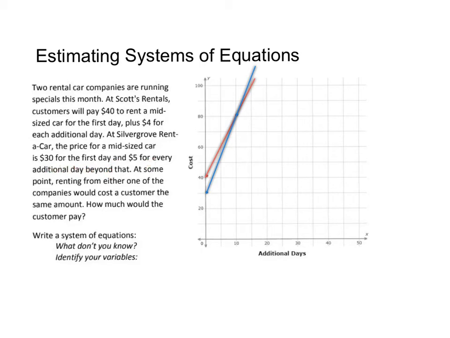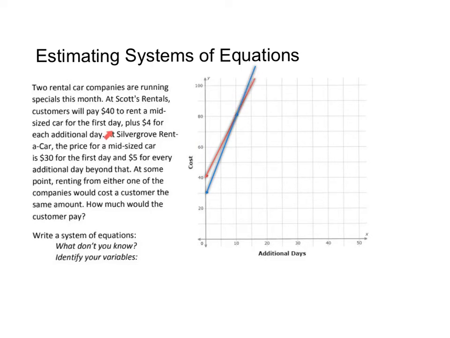All right, so I've actually graphed the different car rentals. You can see here in red is the Scott's Rentals Company, where you start at $40 and then it's $4 a day, and you'll see after 10 days it's another $40, so we're at $80. And then it keeps going, this red.